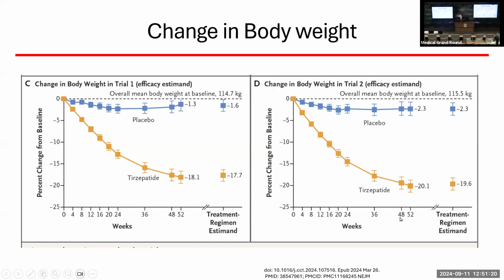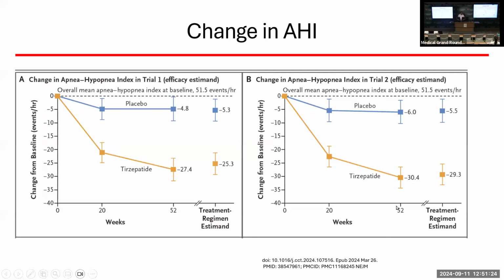So with this weight loss, what happened to obstructive sleep apnea or the apnea-hypopnea index? So again, this is a graph that shows the weeks of treatment on the x-axis and the change in baseline events per hour of the apnea-hypopnea index noted on the y-axis. Of note, both groups had a baseline mean apnea-hypopnea index of 51.5. Again, just to put it into context, more than 30 events per hour is severe obstructive sleep apnea. So at baseline, these subjects had 51.5 events per hour from a mean perspective.